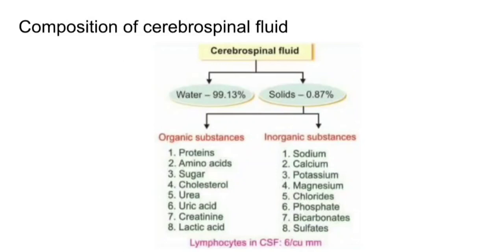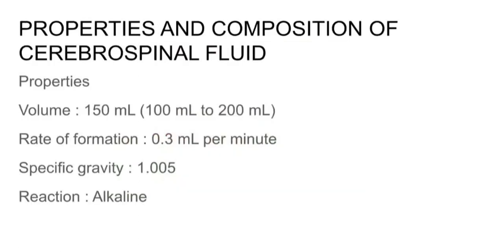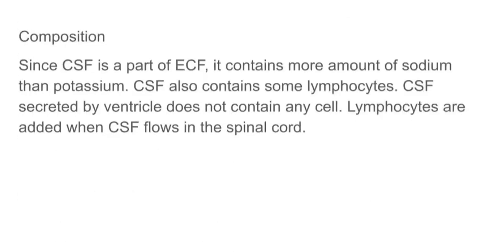Composition of cerebrospinal fluid. The cerebrospinal fluid is made up of water and solids. Water comprises 99.13% and solids comprise 0.87%. Properties of cerebrospinal fluid. Properties: volume 150 ml, rate of formation 0.3 ml per minute, specific gravity 1.005, reaction alkaline.